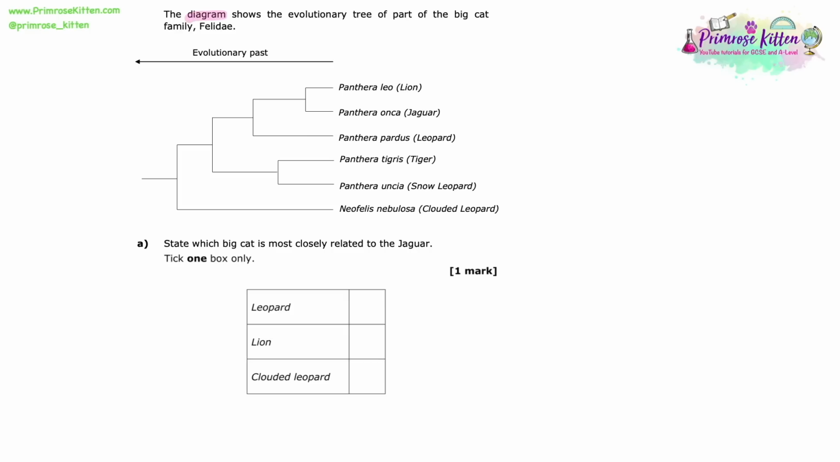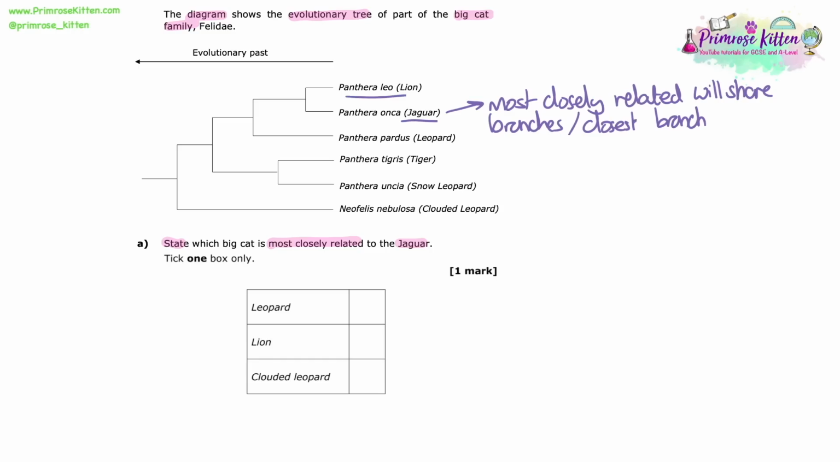The diagram shows the evolutionary tree of part of the big cat family, Felidae. It wants us to state which big cat is most closely related to the jaguar. On family trees like this, the most closely related ancestor will share a branch or be on the closest branch to the one you're being asked about. So in this case, it shares a branch with the lion, so you can see they've got a join there, so that's our answer.